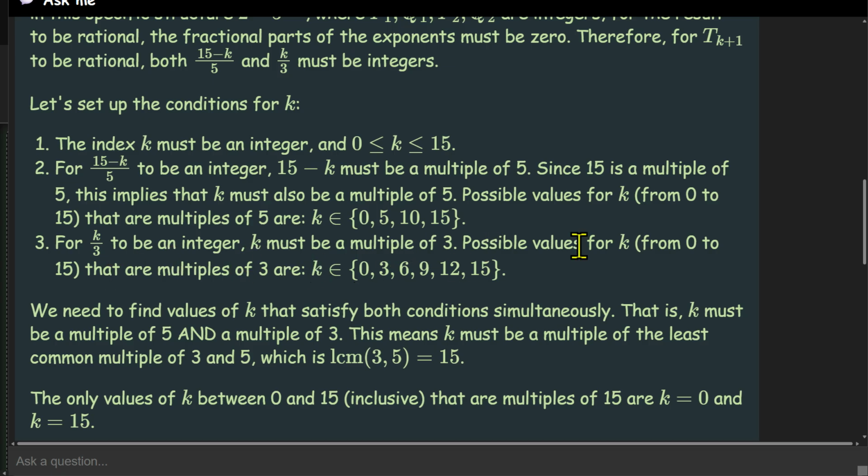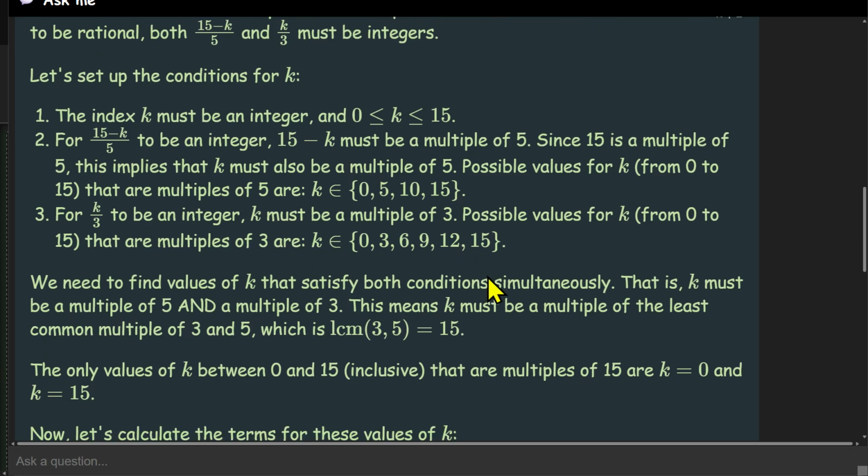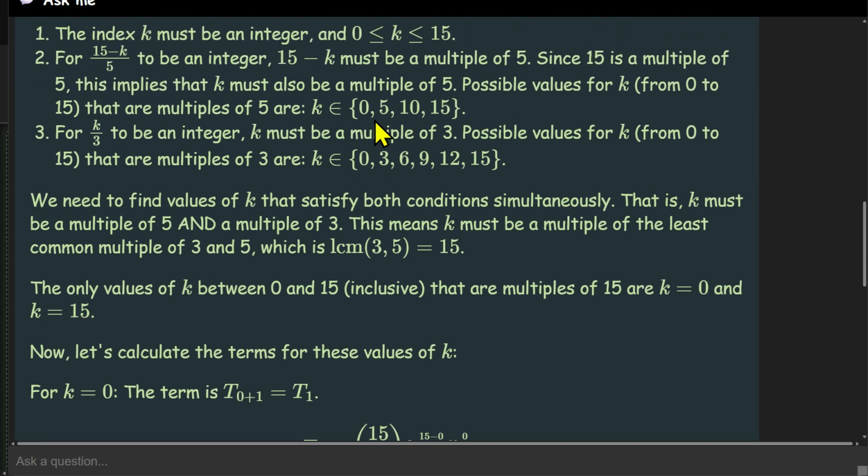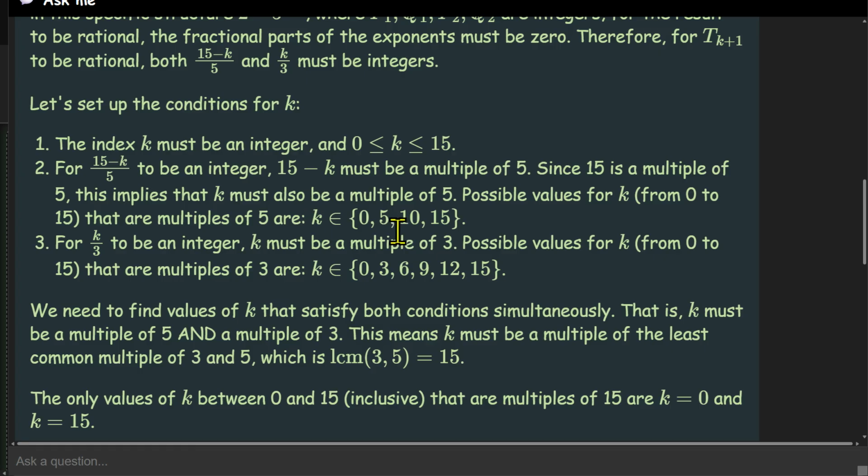Possible values for k from 0 to 15 that are a multiple of 3 are k belongs to 0, 3, 6, 9, 12, 15. We need to find the values of k that satisfy both conditions simultaneously. That is, k must be a multiple of 5 and a multiple of 3. This means k must be a multiple of the least common multiple of 3 and 5, which is LCM of 3 and 5 का 15 आएगा. सही. ये कंडीशन नंबर 2 फॉर k के लिए, और ये कंडीशन नंबर 1 0 to 15 और कंडीशन नंबर 3 में 0 3 6 9 12 15, मतलब ये मल्टीपल ऑफ 5, मल्टीपल ऑफ 3.